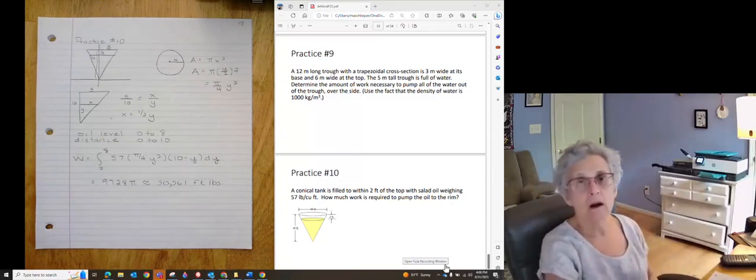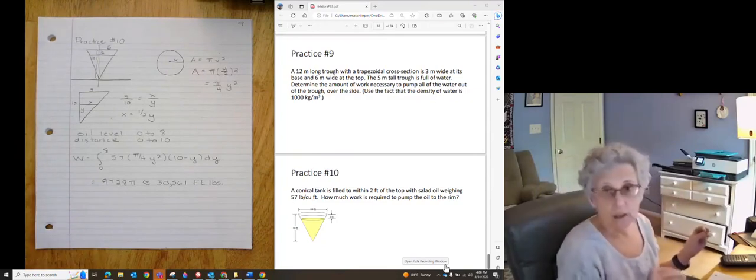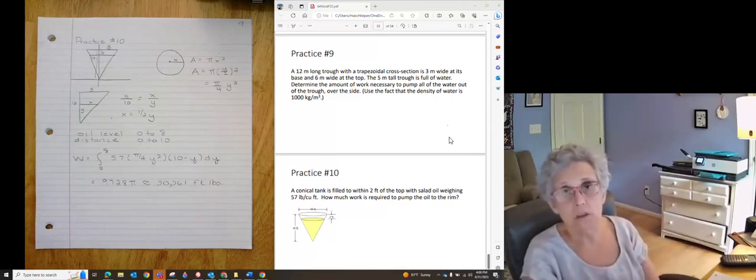You can do it. The hardest part is finding that equation for the area of your slice, but you can do it. Just practice.